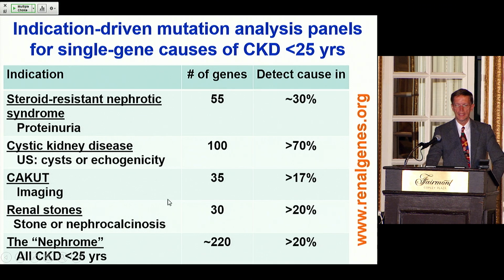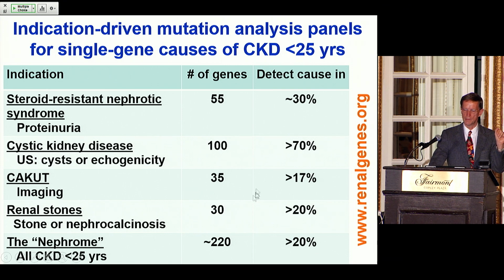So in summary, one can now perform an indication-driven mutation analysis either by ordering renal panels or running the whole exome, which is almost similar in cost by now. And the likelihood of finding a monogenic causative mutation in any patient who develops chronic kidney disease before age 25 is shown here. It's between 12 and 30% for steroid-resistant nephrotic syndrome. For echogenic kidneys, just as a non-invasive renal ultrasound finding, chronic echogenic kidneys, there's a 70% likelihood now of finding a monogenic cause in one of these 100 genes.